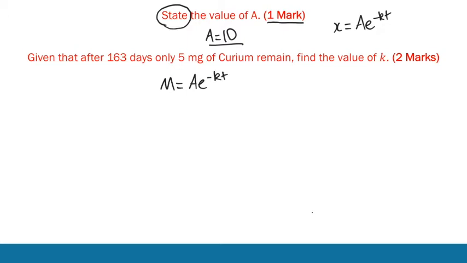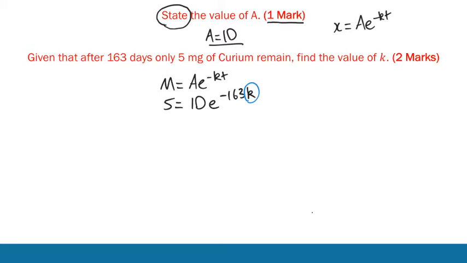And we'll substitute M equals 5, A is 10 from the first part of the question, and then we have e to the minus 163K. That's the value of T substituted in. Notice we now only have one unknown. K is the only unknown, so we should be able to solve this and find K.